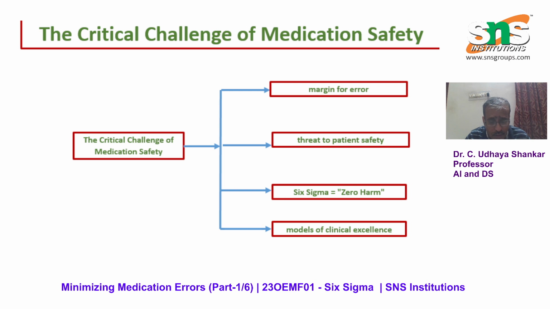So I think we have divided this into many series of sessions. So in this session, we will be just discussing about minimizing the medical errors in acute care facilities using Six Sigma, and what the critical challenge of medical safety is, which is what we are going to discuss.